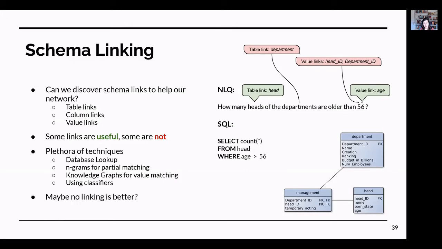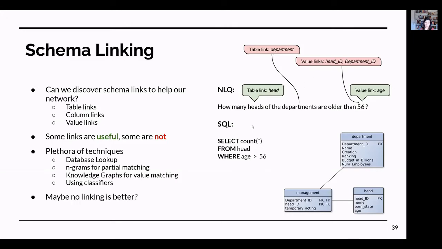Now, let's look at other possible mappings or links for the value 56 here. So it is a numerical value, and it could also be linked to, let's say, head ID and department ID, but these value links do not provide any value. In fact, they will hurt the translation process because they create more ambiguity.